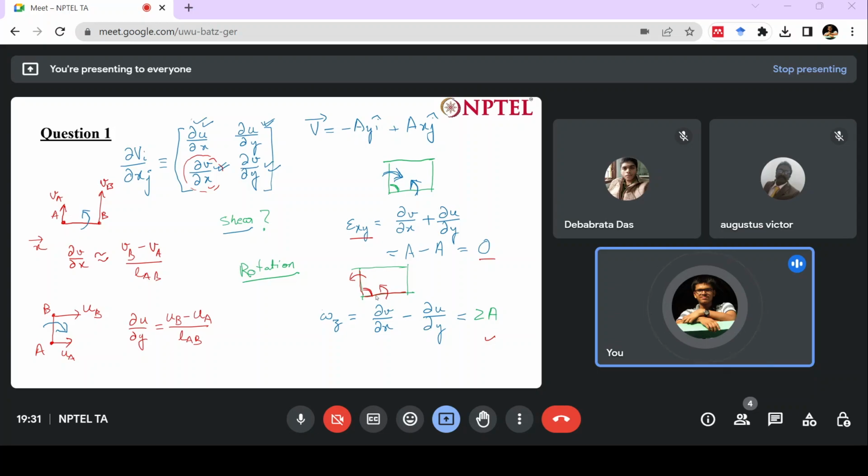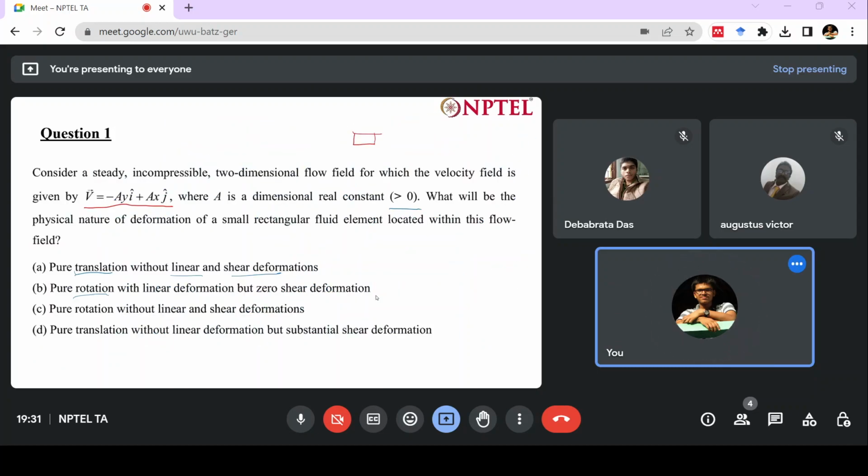If I come back to my question, it is asking whether it is pure translation without linear or shear deformation. It's not pure translation; it is rotation. So I have option B and option C. Option B is with linear deformation but zero shear deformation. This is wrong because it does not have linear deformation either. Option C, without linear and shear deformation, is correct. So option C is my correct answer here.